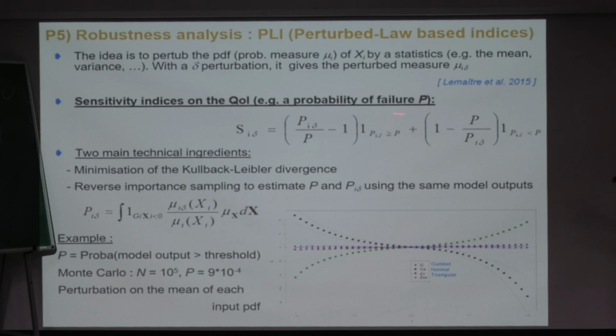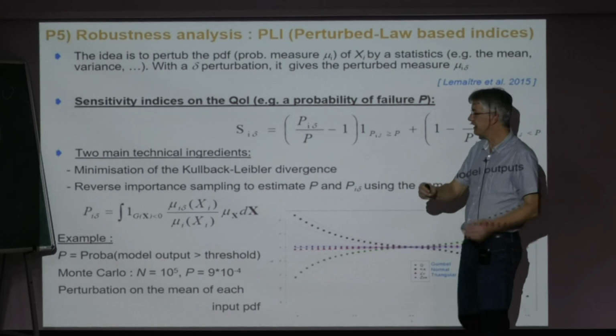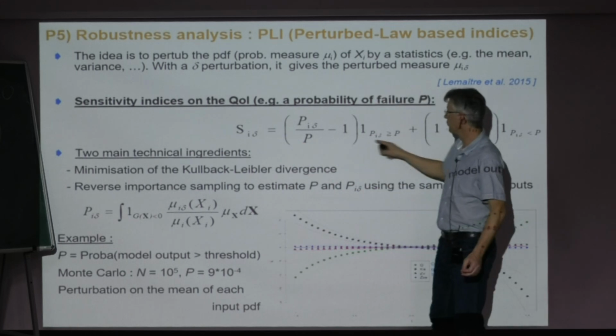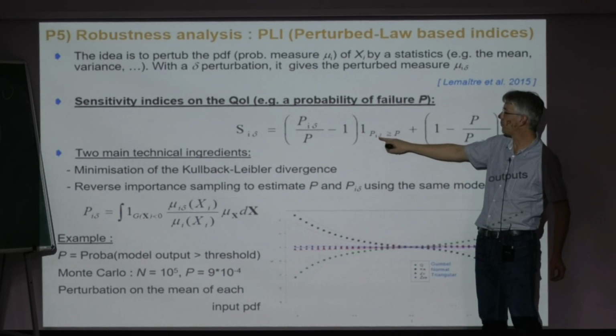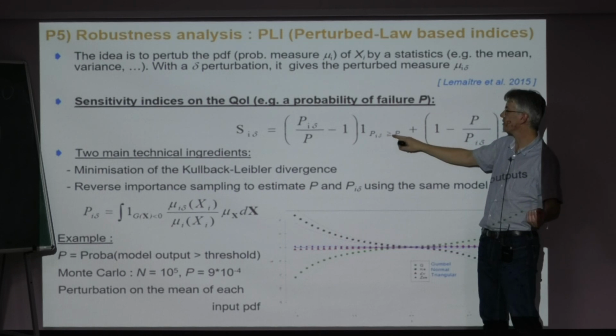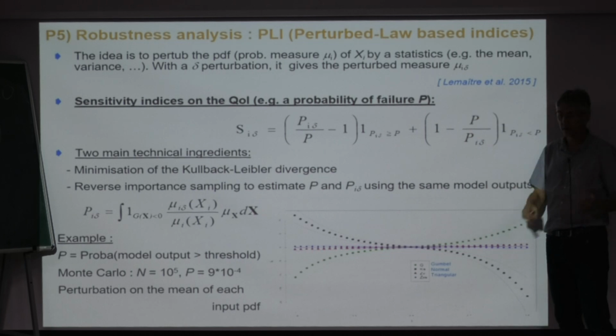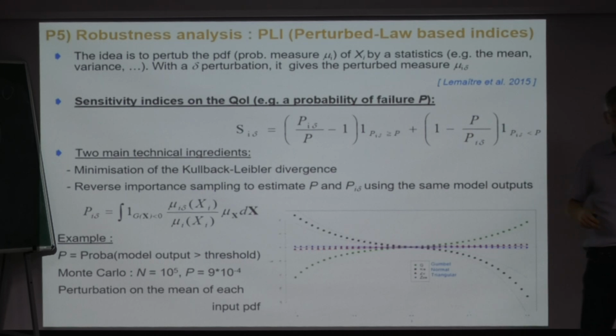Finally, we have developed this sensitivity index, which measures the deviation of the probability when I have perturbed by a factor delta. When the new probability is larger, we take this. When the new probability is smaller, we take this, in order to have something centered. So when this is equal to this, we have 0. When this is larger than this, we have a positive value. And when this is larger than this, we have a negative value.